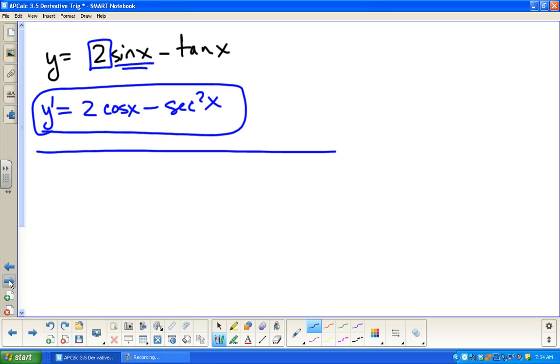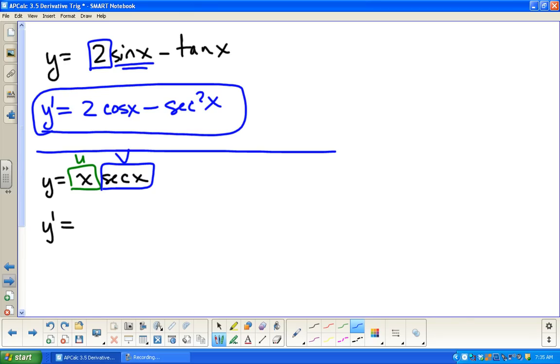Let's do another. Let's do y equals x secant x. If y is x secant of x, y prime is, now I can't just bring the x along on this one because this is not just a constant. So this is a product: this is u, this is v. We're going to follow the product rule.